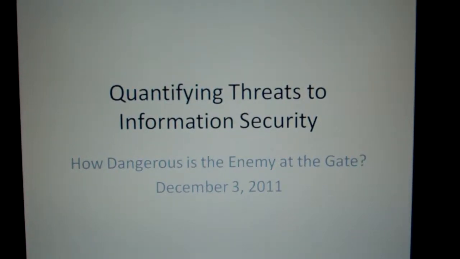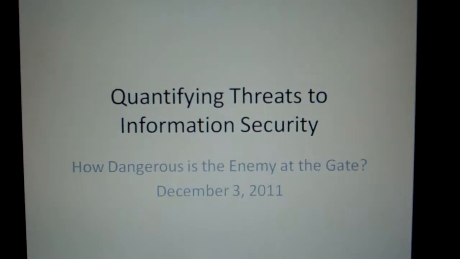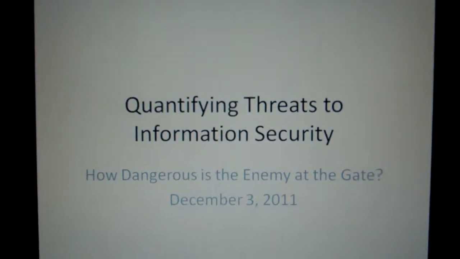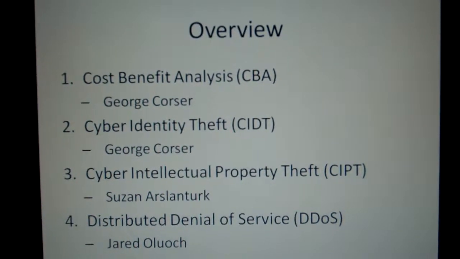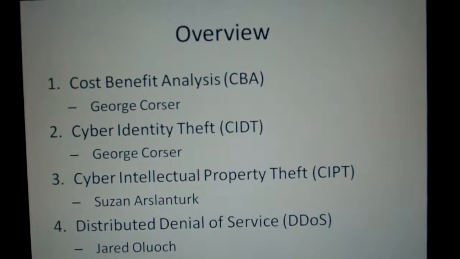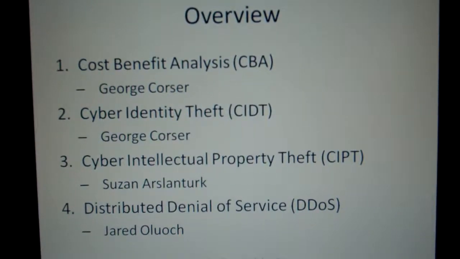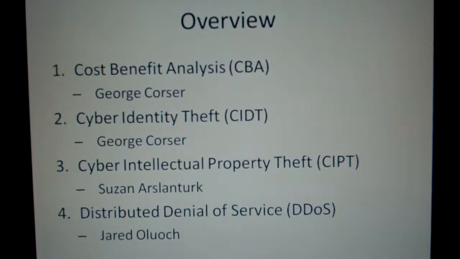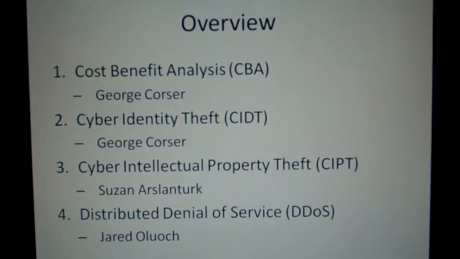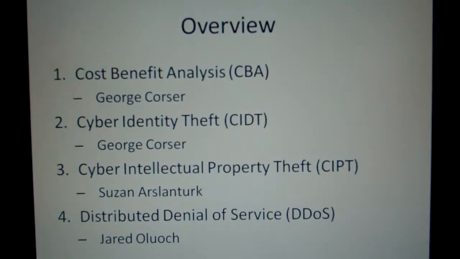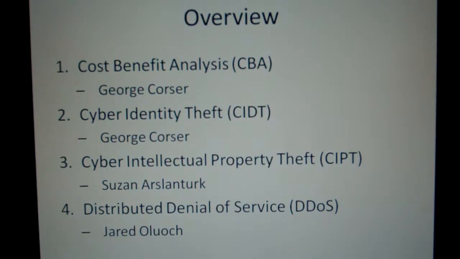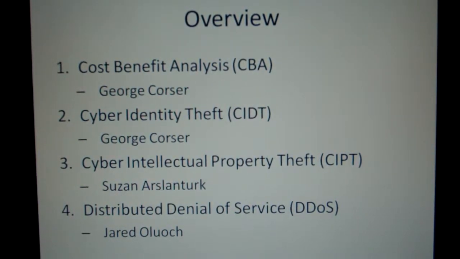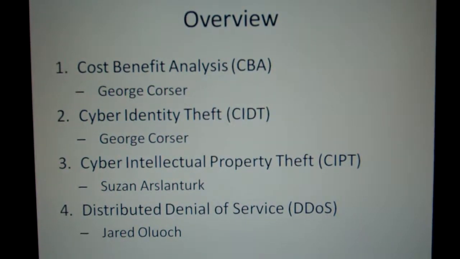Quantifying threats to information security. How dangerous is the enemy at the gate? This presentation consists of 4 parts. 1. Cost-benefit analysis, also called CBA. 2. Cyber identity theft, also called CIDT. 3. Cyber intellectual property theft, CIPT. And finally, 4. Distributed denial of service, or DDoS.